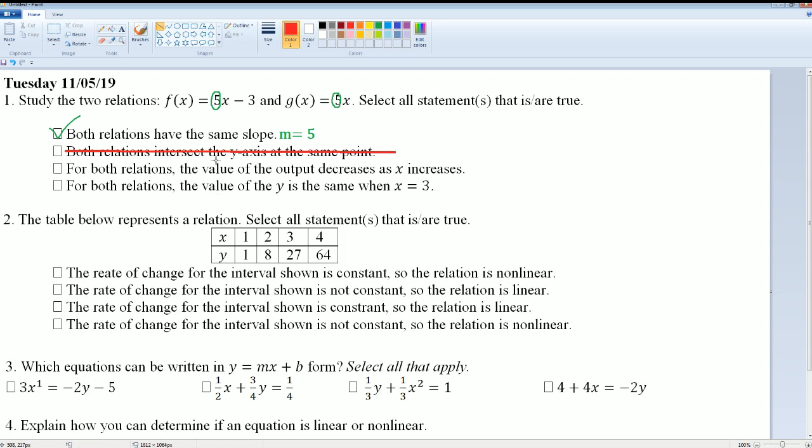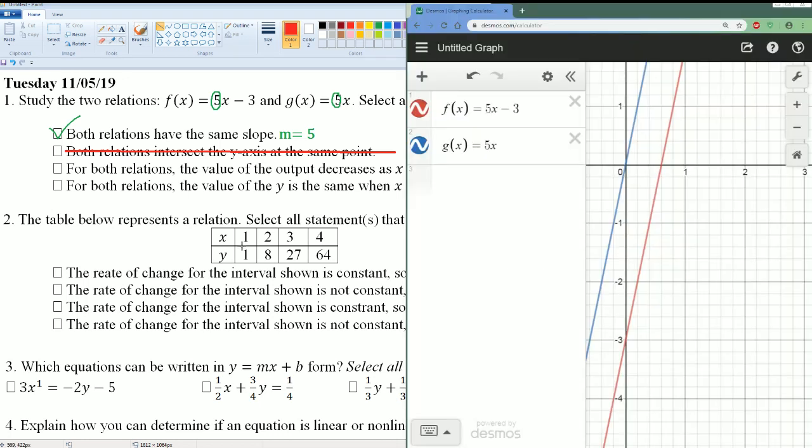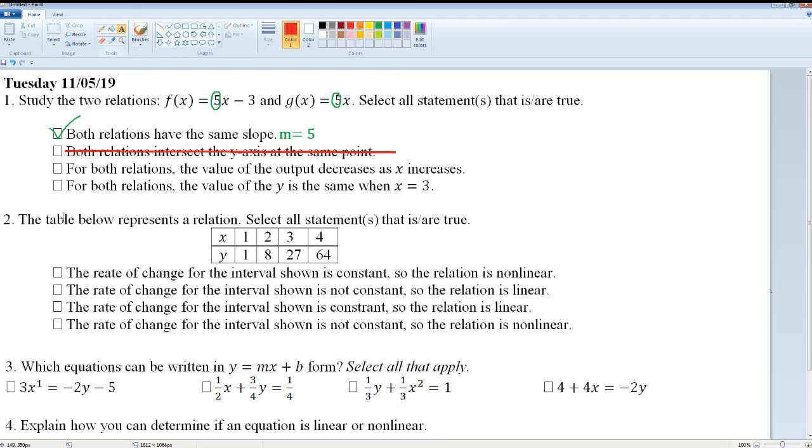For both relationships, the values of the output decrease as x increases. Let's see if that makes sense. Let's take a look at the graph. The value of the output, which is y, decreases? No, the output actually increases. Look, the output, which is the y value, is increasing. So this is wrong.